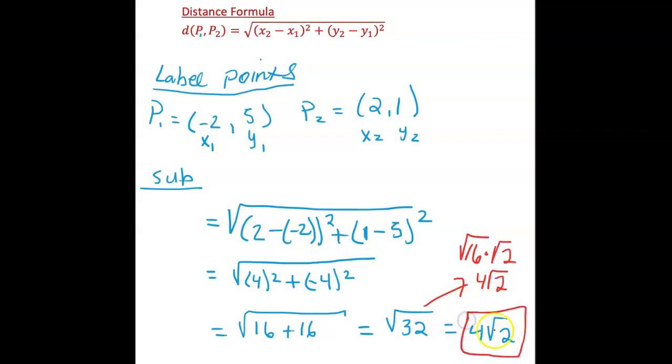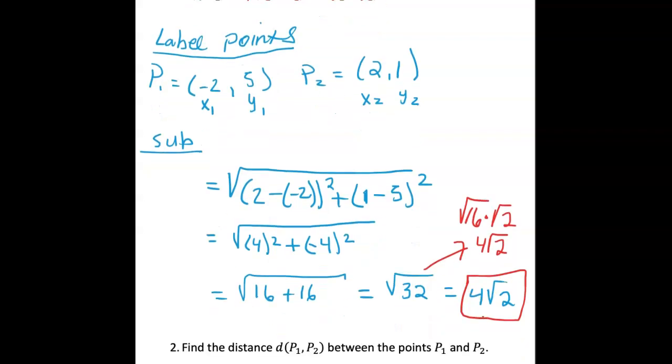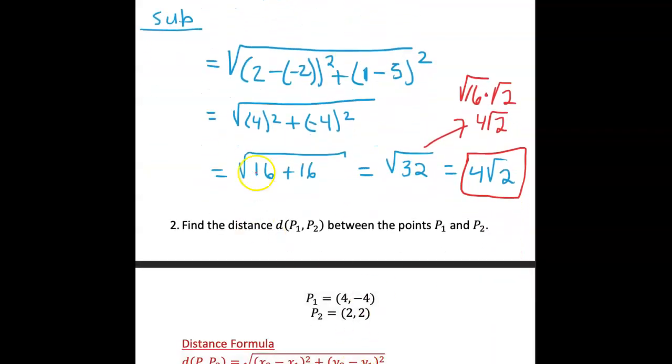So this is your distance between the two points, 4 square root of 2. And you want to leave it in radical format. Do not put it as a decimal. Okay, so let's go see one more question.